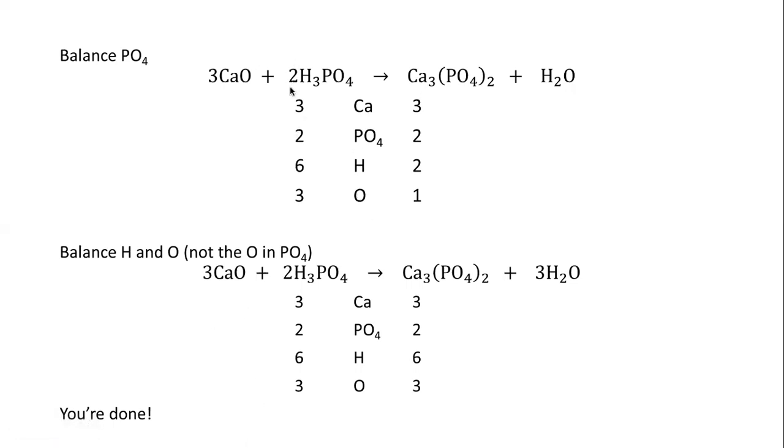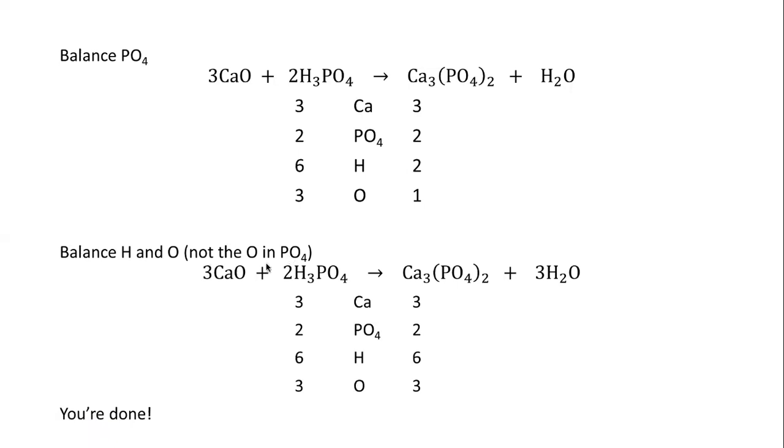So if we add a 2, we have to multiply the 2 by 3, which is 6 for the hydrogen. We have this whole entire thing we count as 1. So we have 2 phosphates. And now we can see that our phosphates are balanced, but our hydrogen and our oxygen are still not balanced. So now we're going to balance the hydrogen and the oxygen.